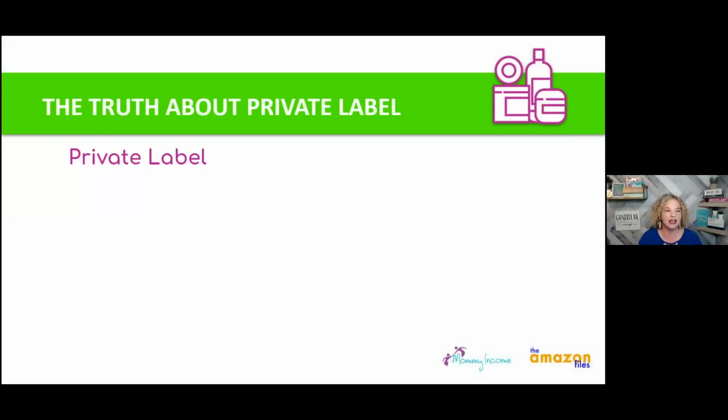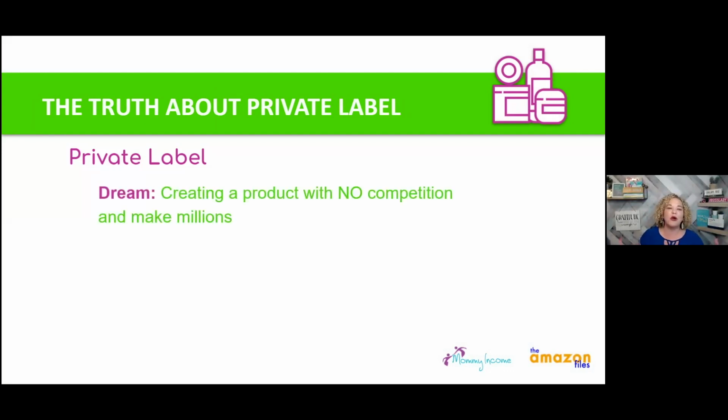So let's try private label. This is heard of as the top of the FBA food chain. This is the holy grail of everything. You have arrived if you have your own private label product, or so they say. The dream is creating a product with no competition. And this is our pay dirt, right? This is when the ship comes in and we're going to make our big break.